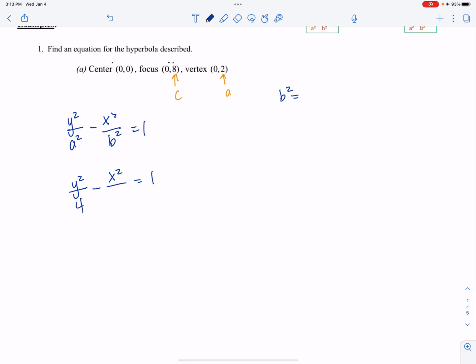b squared is c squared minus a squared, which is 8 squared minus 2 squared. 64 minus 4 is 60. And that's what we want. We want b squared, so that's 60. And that is our equation.